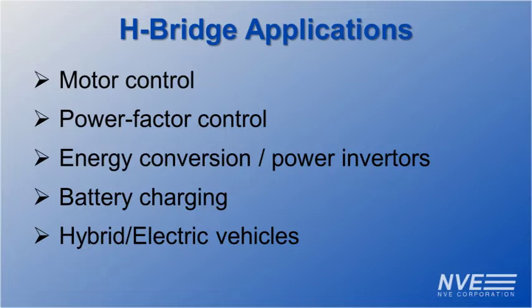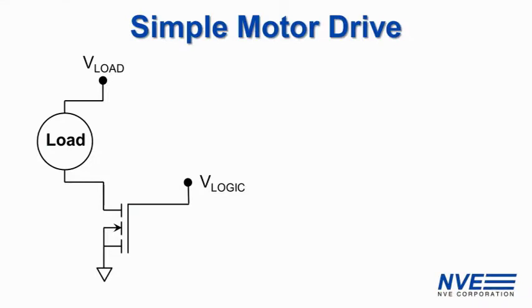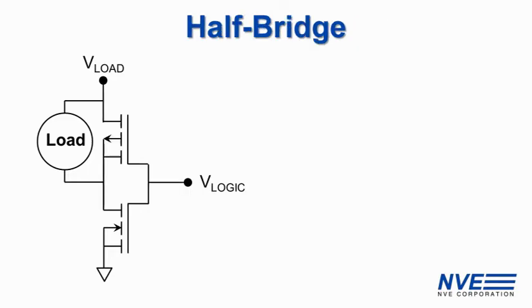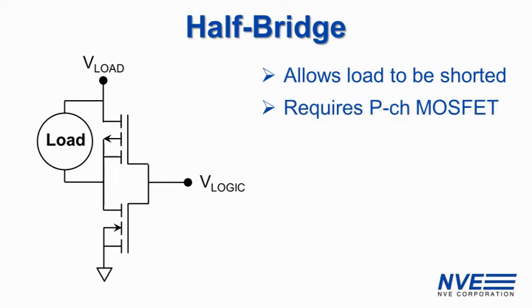To show the motivation for H-bridges, let's start with a simple single MOSFET motor driver. It's simple, but you can't reverse the motor and you can't short the motor to drain the back EMF. Adding a second MOSFET to form a half bridge allows the load to be shorted. This circuit requires a P-channel MOSFET, which are less common, and for this circuit the motor voltage must be the same as the logic voltage, which may be impractical.